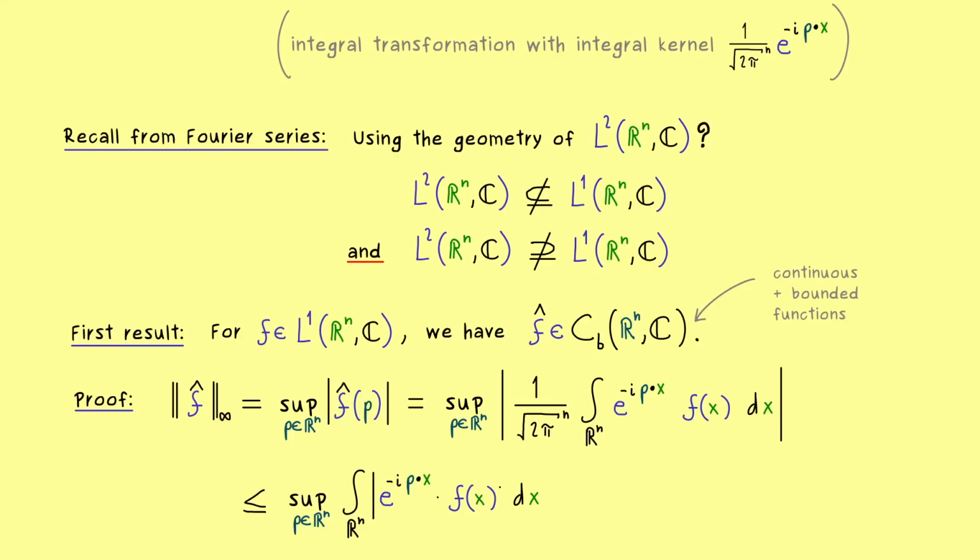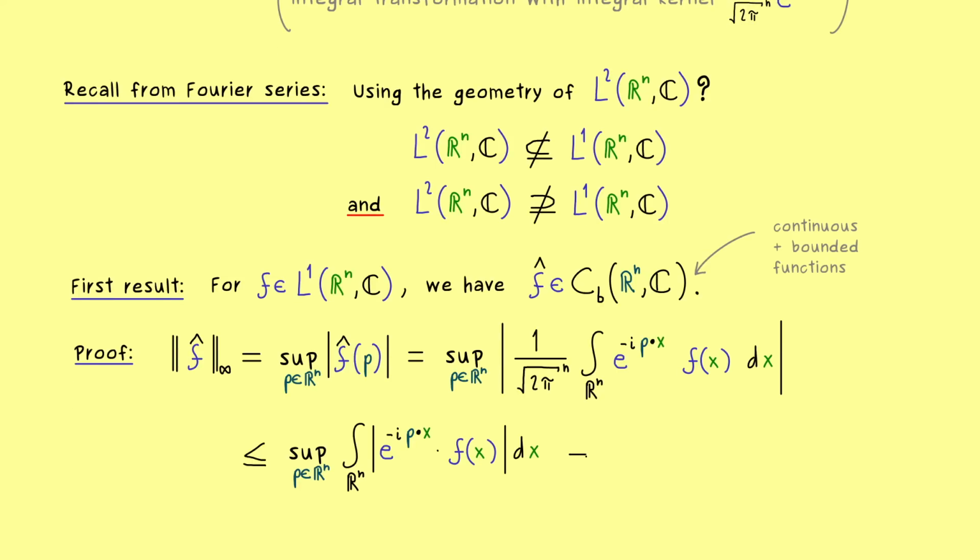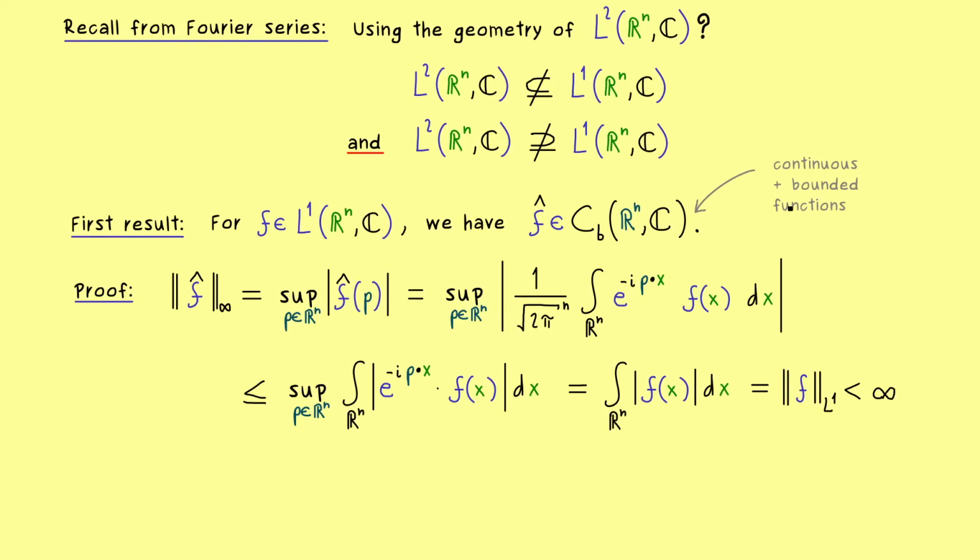Indeed, we already know that the modulus of this exponential function is equal to 1 no matter what x or p is. Therefore, the supremum over p does not change anything and we can just omit it. So we just have to integrate f absolutely, and we already know this is a finite number because f comes from L1. In fact, this is exactly the L1 norm of f. So by assumption, this is finite for any input of the Fourier transform. In other words, now we have already shown that the output f hat is a bounded function.